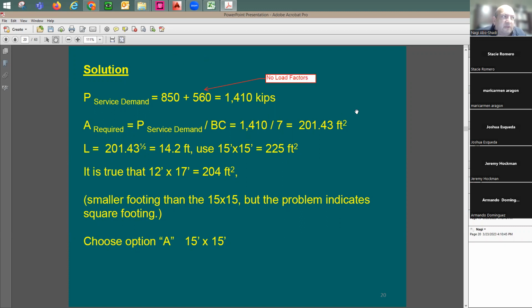So just to size the footing, now actually I'm designing here the soil. I'm checking the soil bearing pressure. And look at this. I need 201.43 square feet of contact area. Since this is going to be square, if you do square root of this number, you end up with 14.2. Now my closest choice is going to be 15 feet by 15 feet.